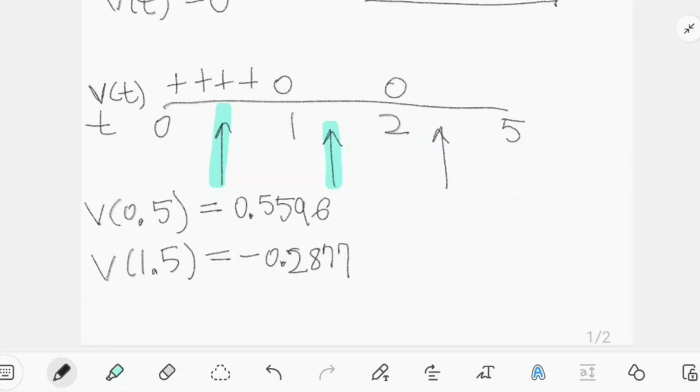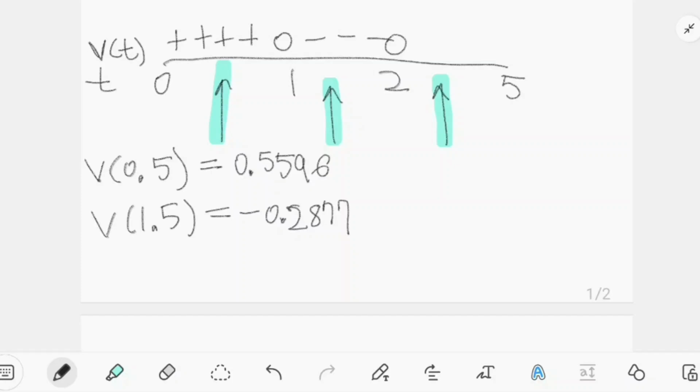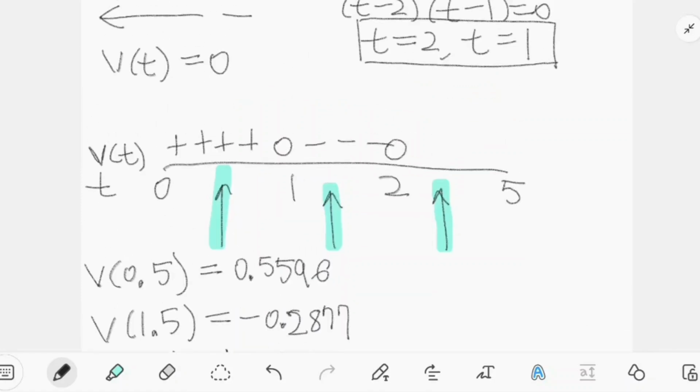The resulting velocity is negative, so velocity in this interval must be negative. Moving on to this interval, I will choose t equals 3. V of 3 is 1.0986. The resulting velocity is positive, so velocity in this interval when t is between 2 and 5 must be positive.